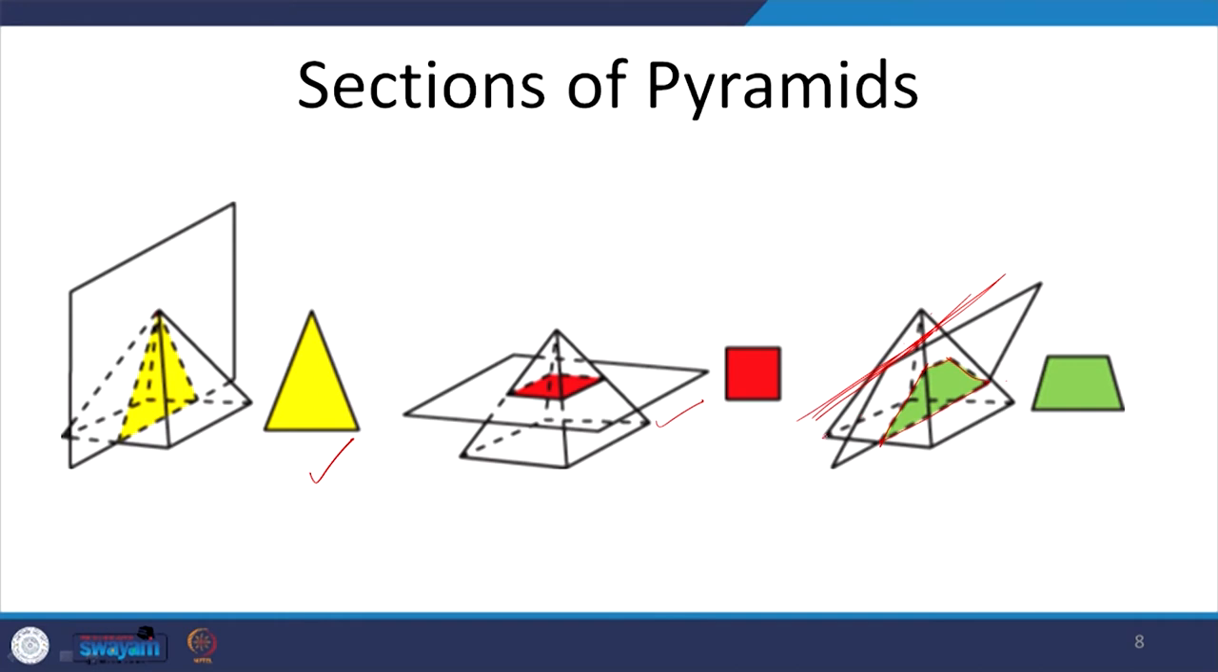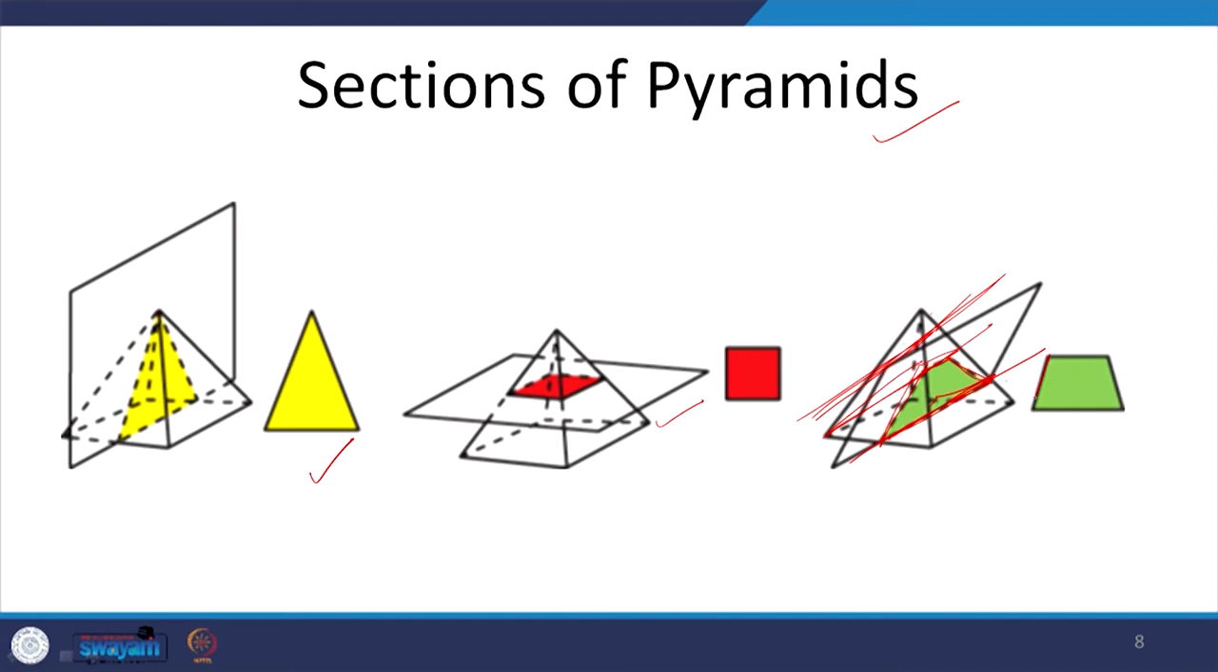In case it is passing through this corner, so in that case, how many surfaces? 1, 2, 3, and 4, a quadrilateral again. We make it pass through this, 1, 2, 3, and 4, so we get a quadrilateral again. So depending upon where this plane is passing through and how many surfaces are being cut in a pyramid, we will get this. However, the shape of it will be distorted.